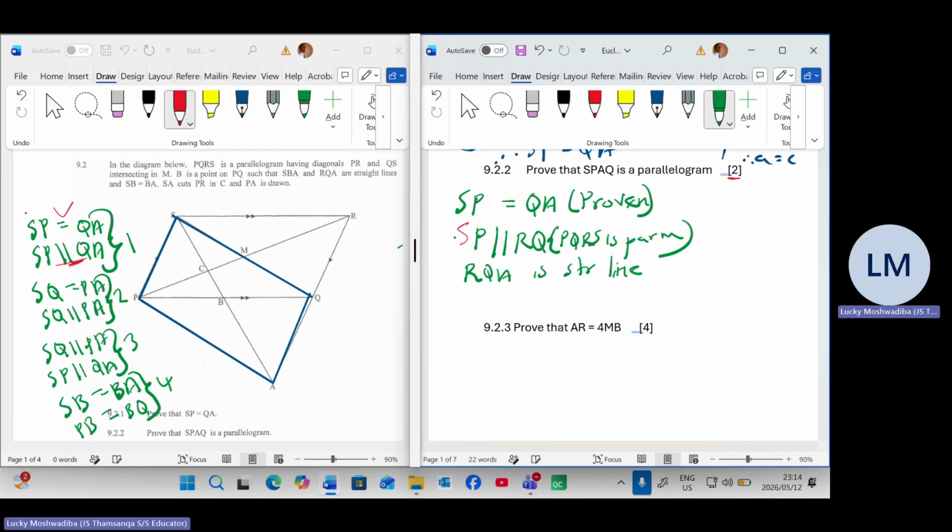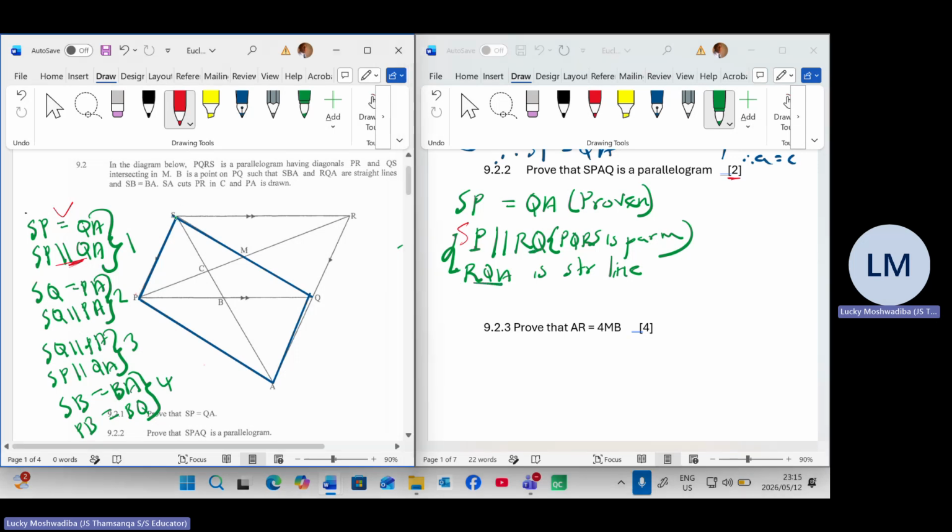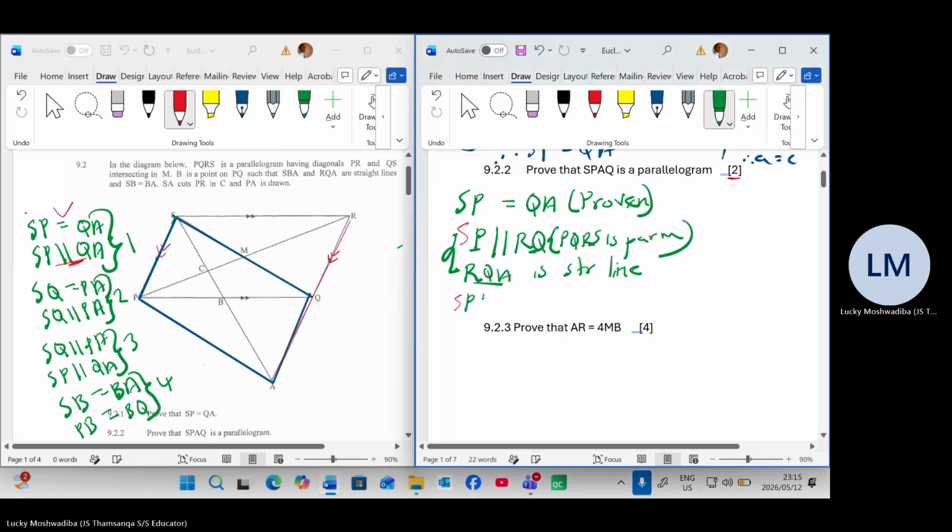We were told this information. Now, what can we say about these two statements here? Since SP is parallel to RQ and RQA is a straight line, I'm saying SP here is parallel to RQ here, and that RQA is a straight line. This means we can draw a conclusion that SP must be parallel to QA. That's what I'm trying to say, guys.